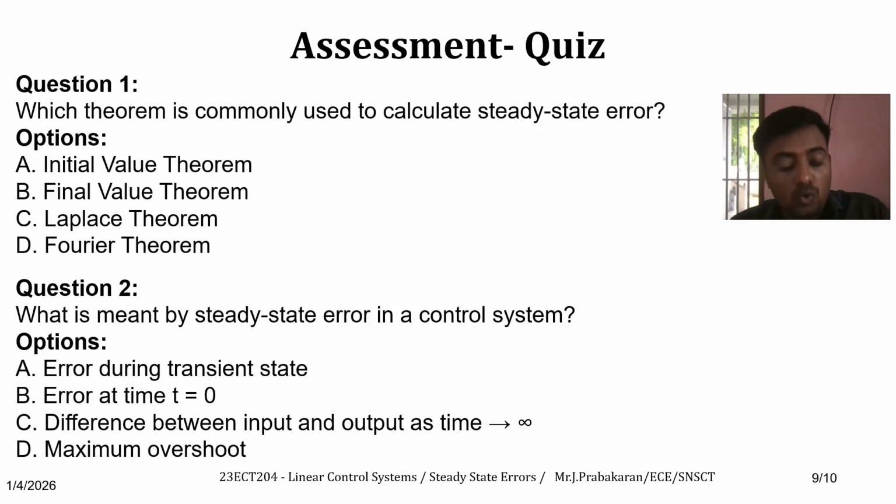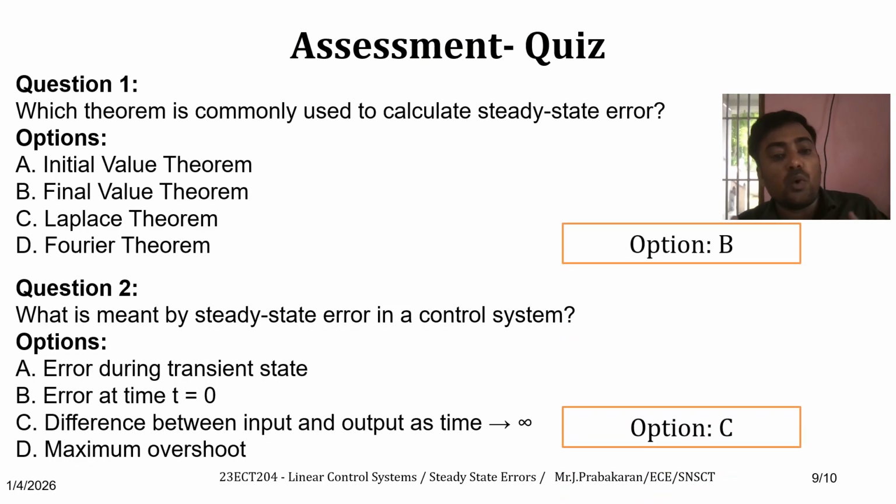Now let us check your understanding with a quiz. The first quiz is: which theorem is commonly used to calculate steady state error? First option is initial value theorem, second option is final value theorem, third option is Laplace theorem, and fourth option is Fourier theorem. Which one is correct? Yes, option B is correct. That is final value theorem.